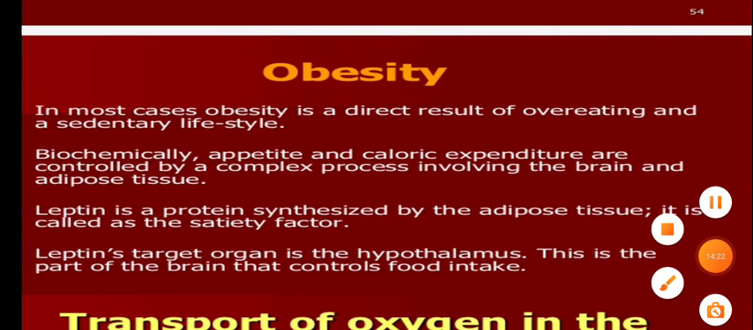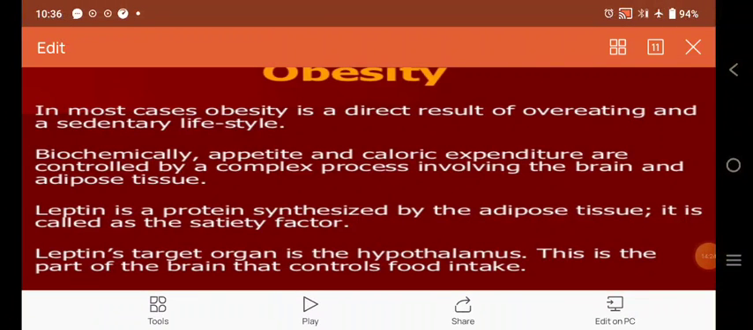Obesity, as we know, in most of the cases is a direct result of overeating and a sedentary lifestyle. Here leptin is a protein synthesized by the adipose tissue, and it is called the satiety factor. The leptin's target organ is the hypothalamus, and this is the part of the brain which controls food intake.